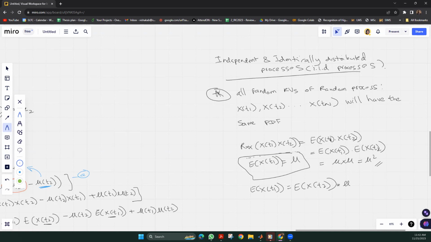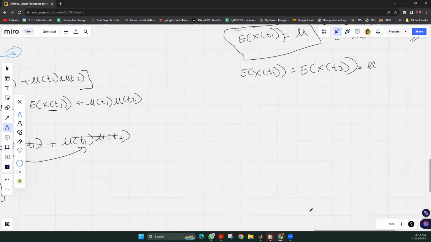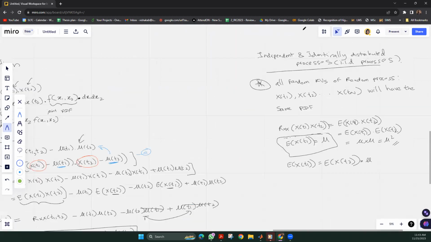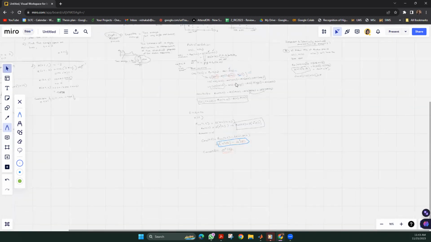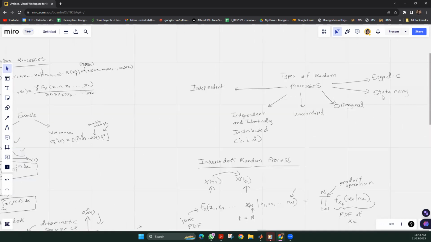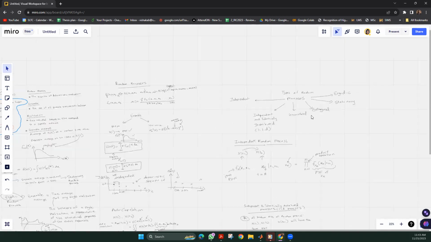We can discuss these scenarios using another example, maybe in the next class. Before going further, I will also mention that we have to discuss uncorrelated random processes, orthogonal random processes, stationary random processes, and ergodic random processes next.